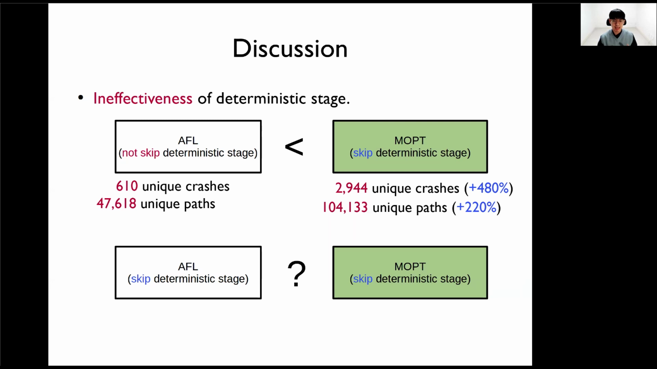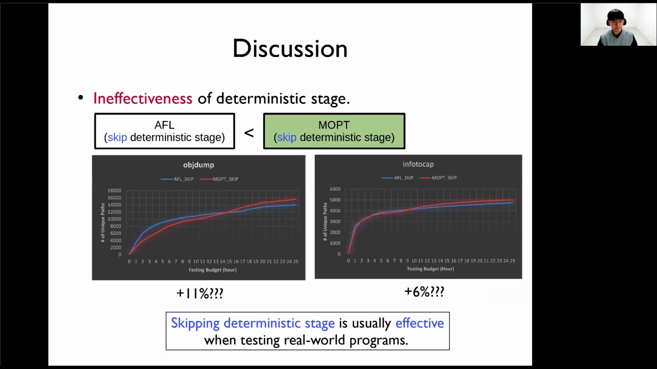Do you think MOPT will overwhelmingly beat AFL when AFL also skips the deterministic stages? So what do you think about this? The results were quite surprising to me. MOPT was only slightly more effective than AFL in terms of the number of unique paths.